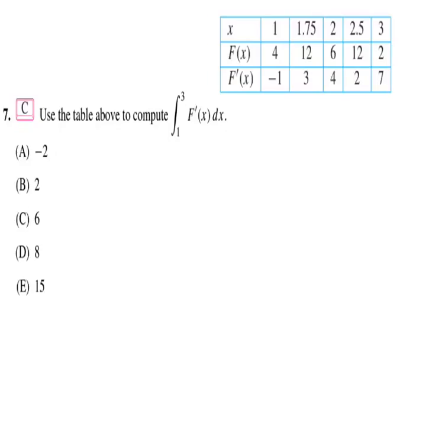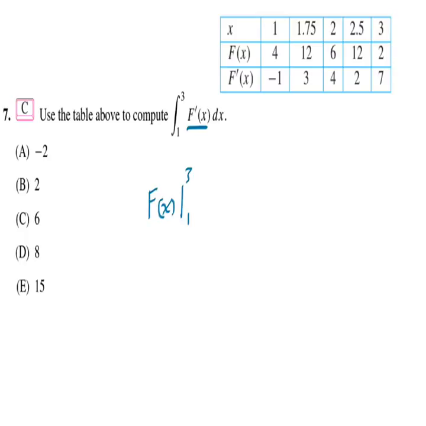So for this problem, we're going to be using the table again. So I have our table sitting right here. We have f prime inside of our integral, and we're trying to compute it. So at first glance, it doesn't look like we would be able to do this, but if you know the fundamental theorem of calculus, you know that we can take the antiderivative of f prime, which equals capital F.